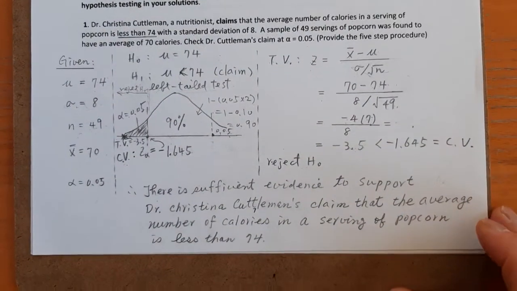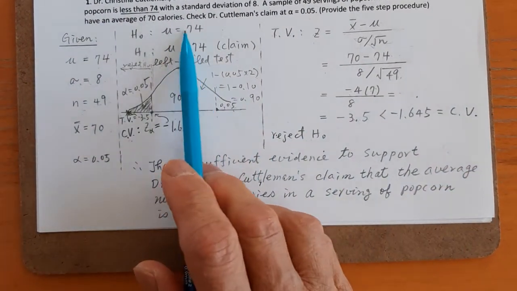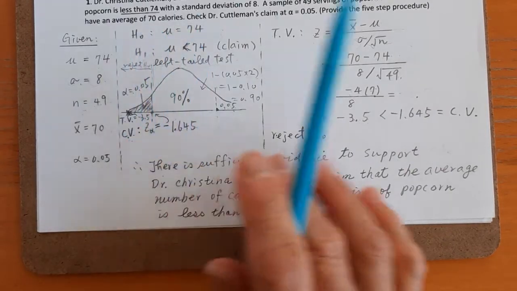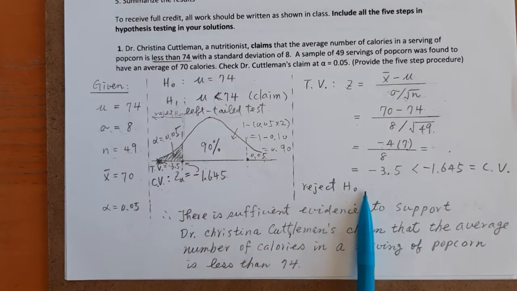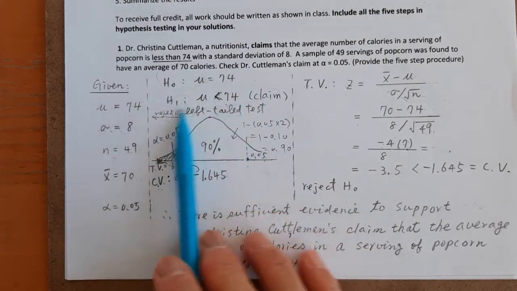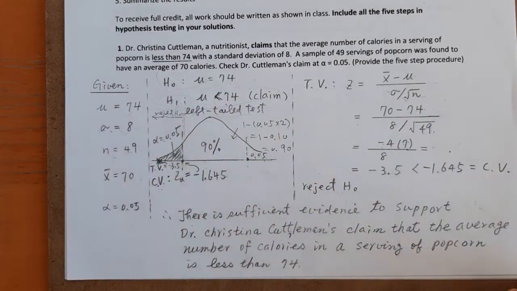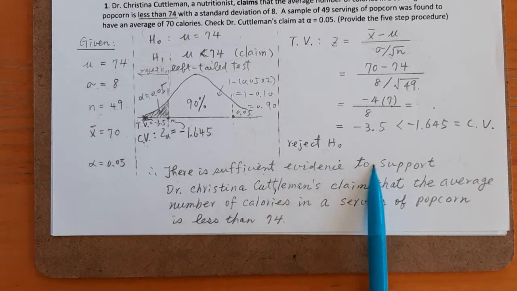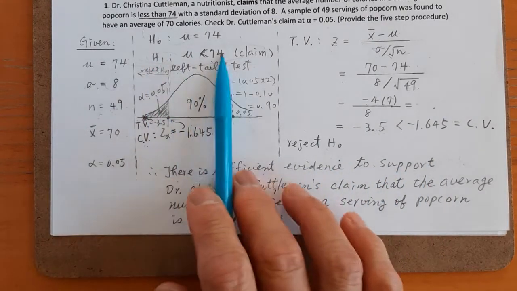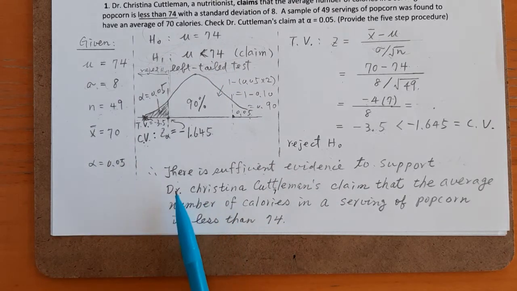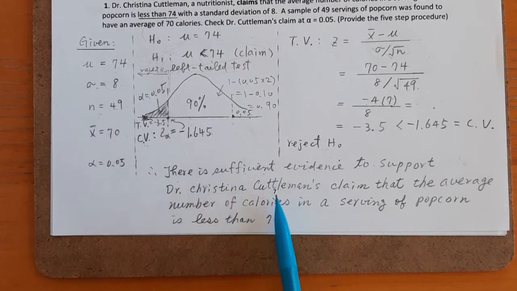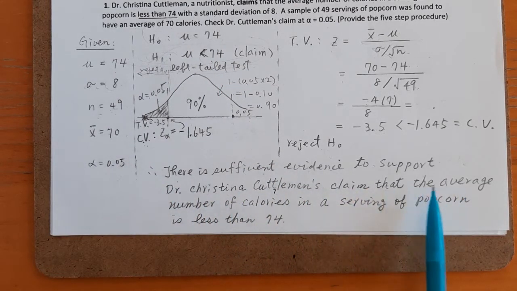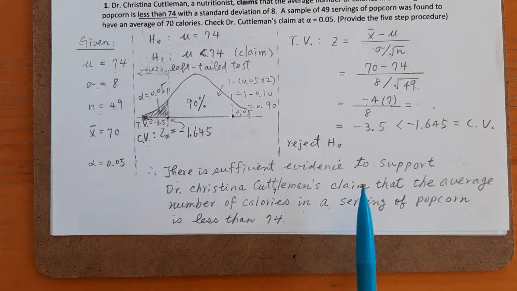This is because you reject H0. So this question, reject H0, that means support H1. Then we will say there is sufficient evidence to support H1. H1 is what? Dr. Christina Carterman's claim that the average number of calories in a serving of popcorn is less than 74.